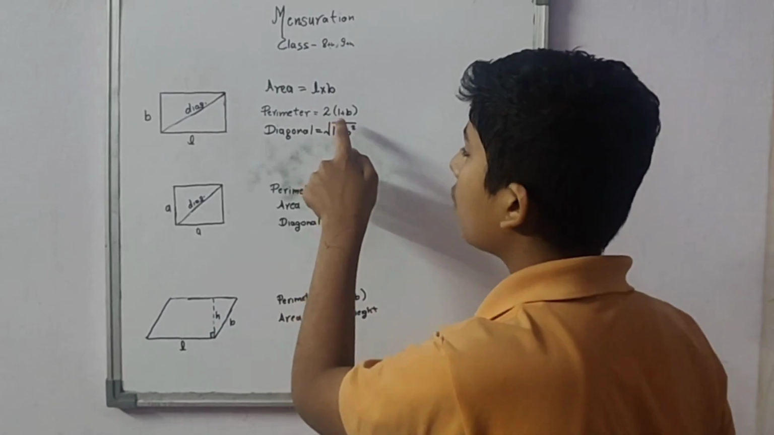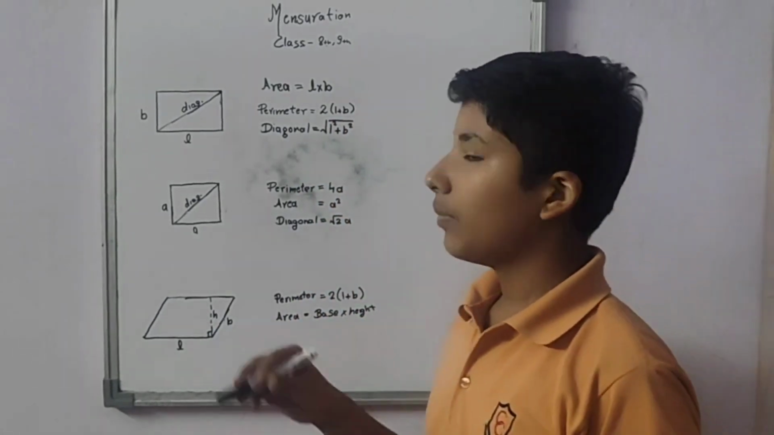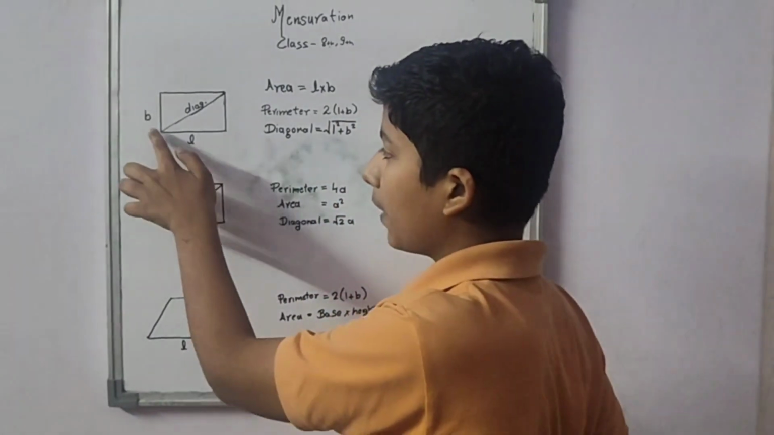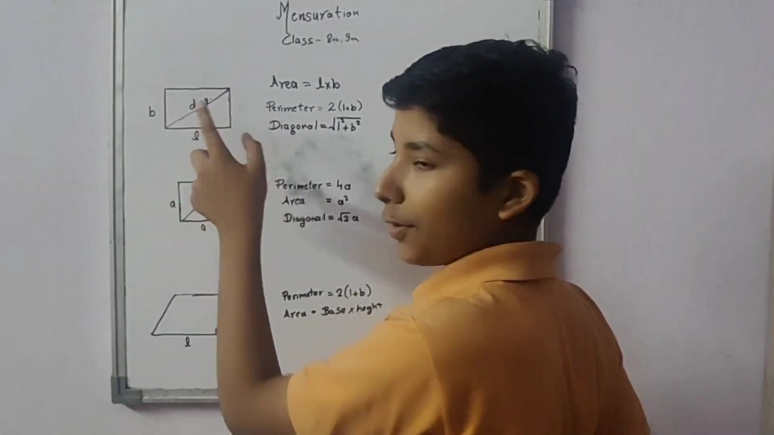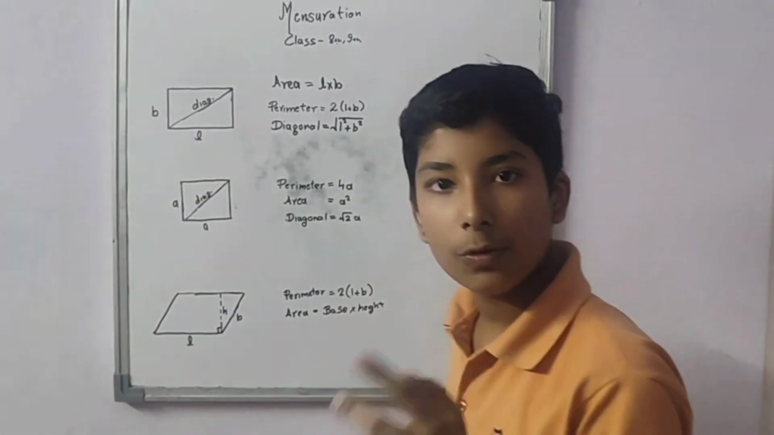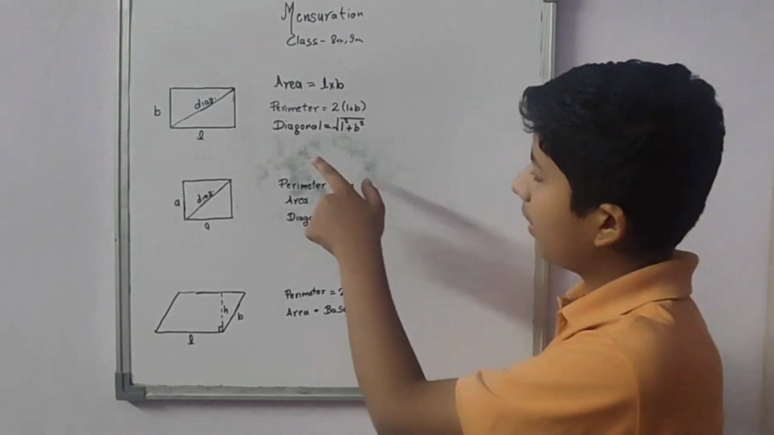Perimeter will be 2 into L plus B, meaning like L plus B, L plus B. So L, L, 2L, B, B, 2B. 2L plus 2B equal to 2 common L plus B.